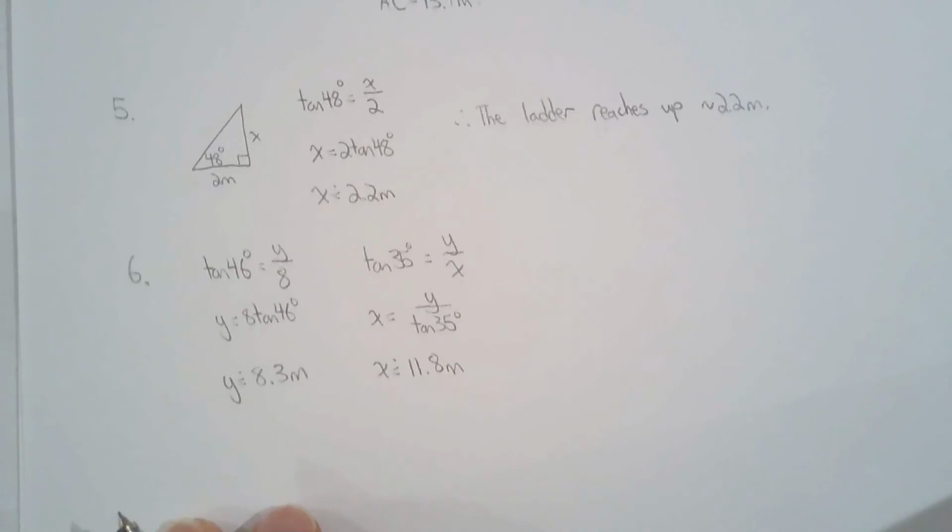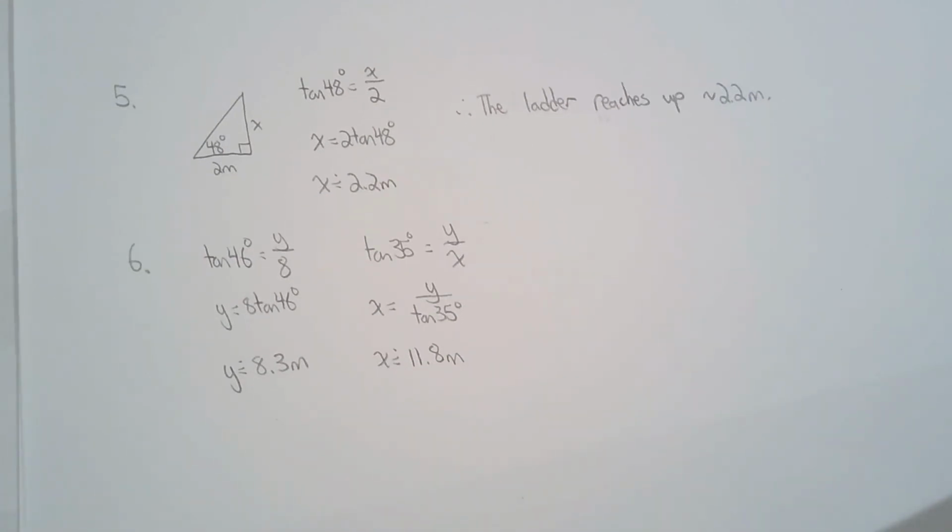And lastly, for number 6, we have basically a double right triangle stuck together. So the approach is to solve for y and then solve for x, because you can't start off with x. You don't have enough information. So once you solve for y, you can solve for x.